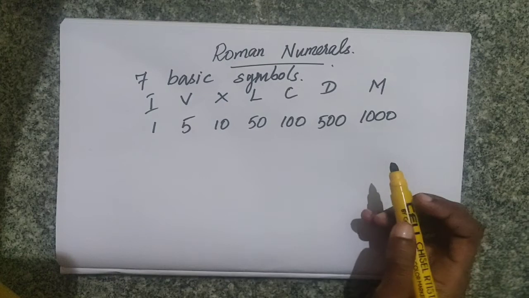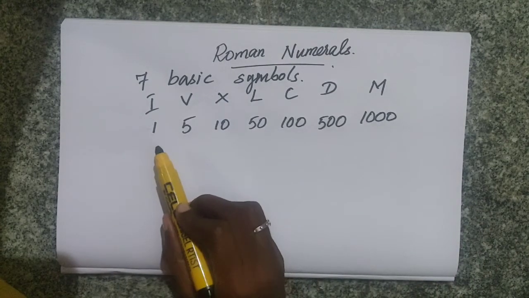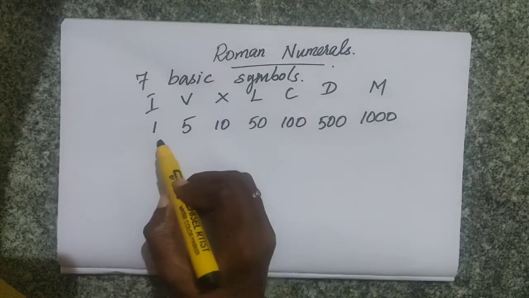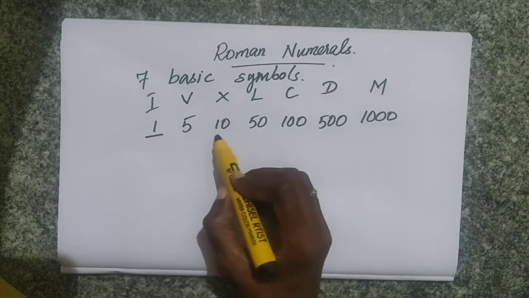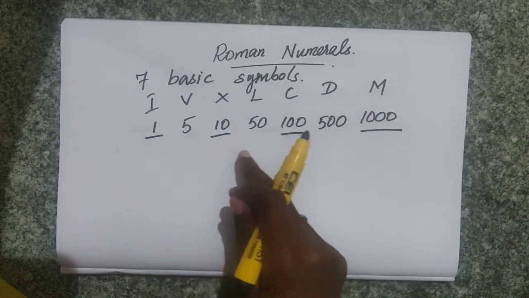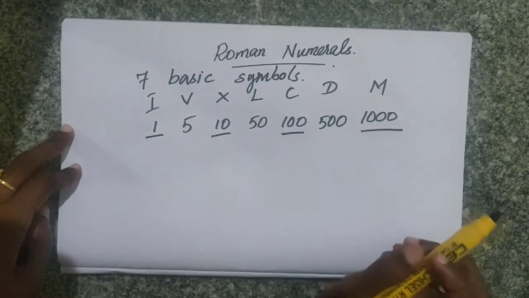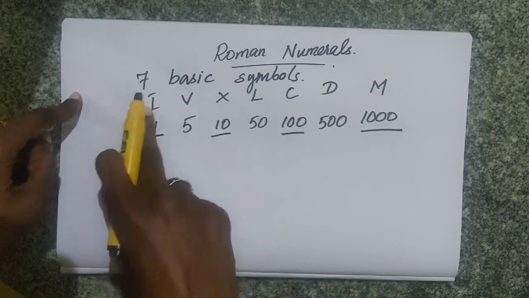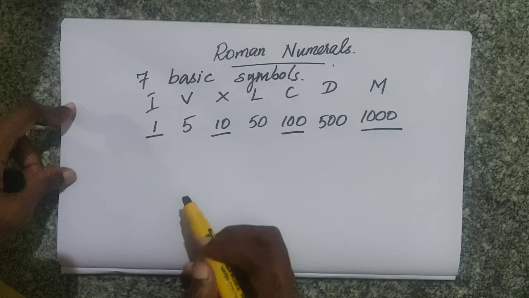And I told you the first rule in writing Roman numerals: a symbol will be repeated only 3 times, and only the symbols for 1, 10, 100 and 1000 will be repeated. But 5, 50, 500 won't be repeated. So which will be repeated? I, X, C and M. Only these will be repeated.